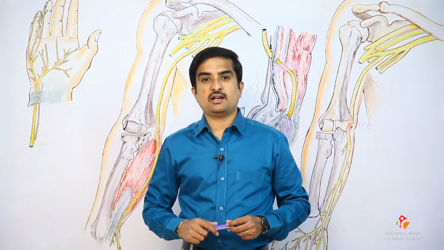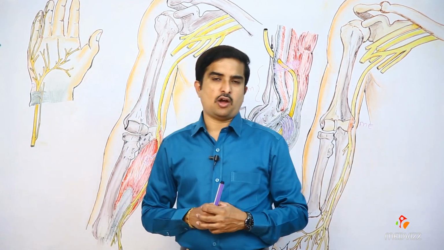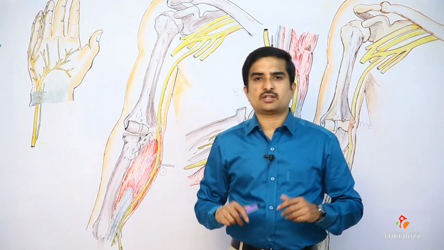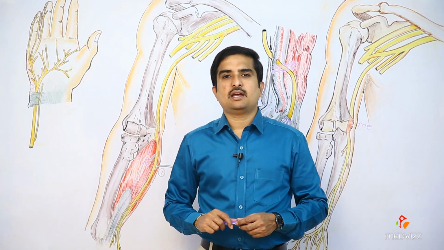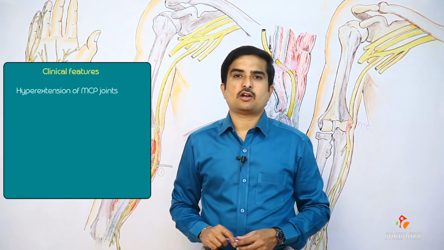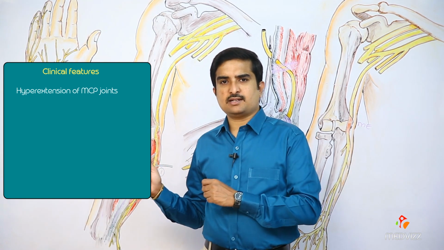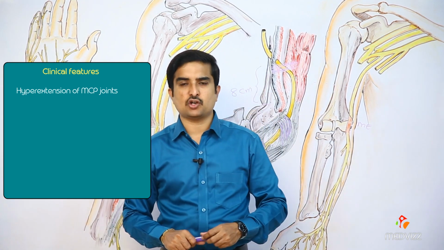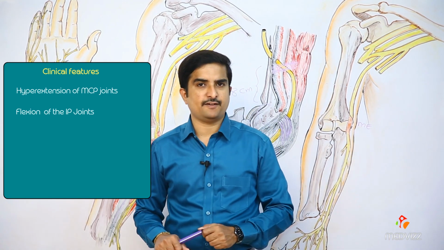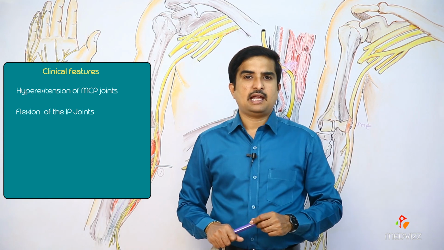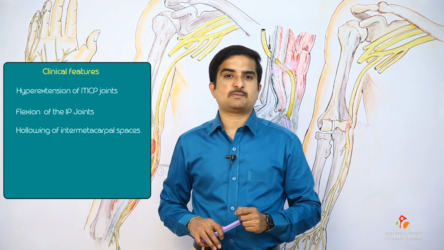Injury of the ulnar nerve at the wrist causes ulnar claw hand. To identify this ulnar claw hand, let us concentrate on the signs and characteristics. Mainly you will see hyperextension of the metacarpophalangeal joints. As you can see in this picture very clearly, one can see the hyperextension of the metacarpophalangeal joints, flexion of the interphalangeal joints more pronounced in the ring as well as little fingers because they are innervated by the ulnar nerve, and you can also see hollowing of the intermetacarpal spaces.